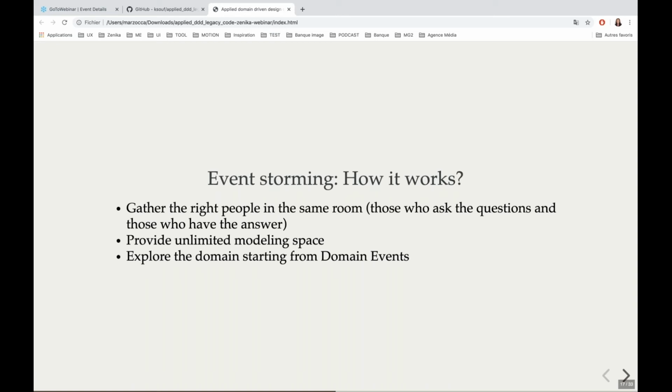Those who ask the questions are mainly and usually going to be the developers, and sometimes not. Those who have the answers are usually going to be the business side. In a legacy system, sometimes you have developers who know the application and the business better than the business people themselves. That's why, like I said, we talk about those who ask the questions and those who have the answers. We don't specify, because in legacy it can change.